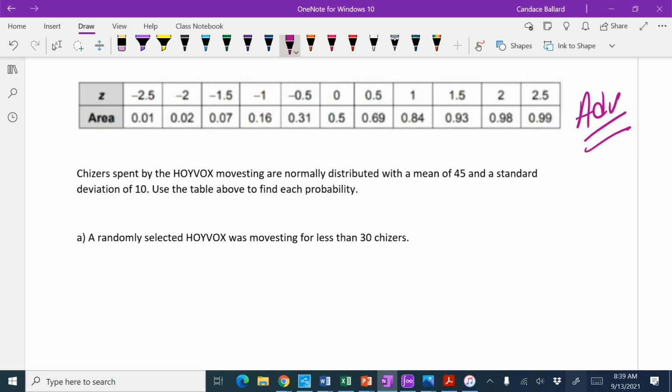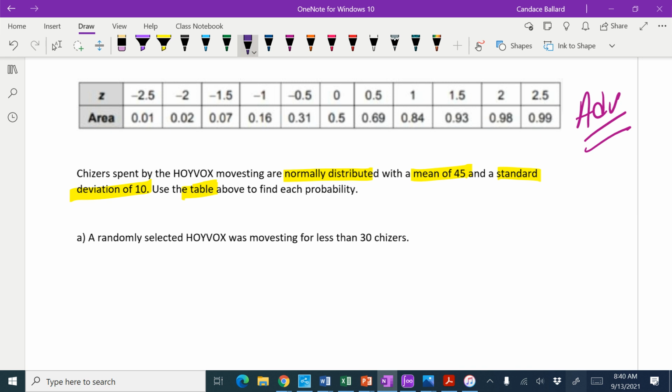Cheesers spent by the Hooivox movestine are normally distributed with a mean of 45 and a standard deviation of 10. Use the table above to find each probability. So the stuff that isn't nonsense words is what's important. We need to know it's normally distributed. They gave us a mean. They gave us a standard deviation. Okay? They gave us the table. The table means I am no longer using the curve. Okay? The table means I'm using the formula.